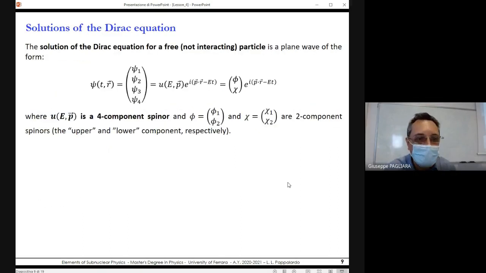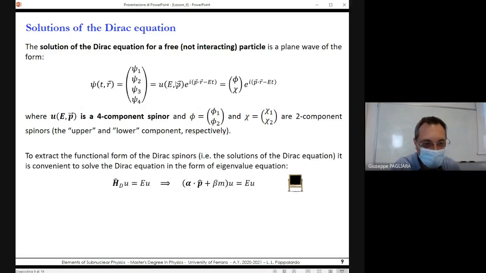So the solution of the Dirac equation for a free particle, so a not interacting particle, suppose we have no interaction potential, and this very simple approach, is of course a plane wave, but now in the form of a 4-component spinor. Okay, so in general we write it in this way, but we can introduce now the 4-component spinor U, which is a function of energy and momentum, and then we have the standard plane wave, and we can further split the U spinor into two-component spinors, the phi, which is the upper component, and the chi, which is the lower component. Okay, overall we have still 4 components.